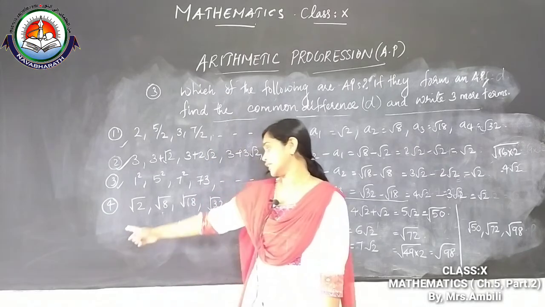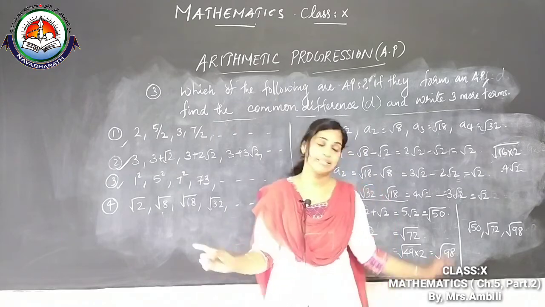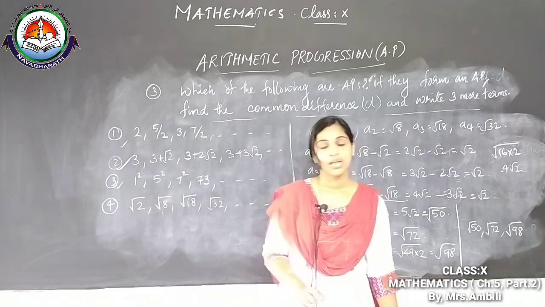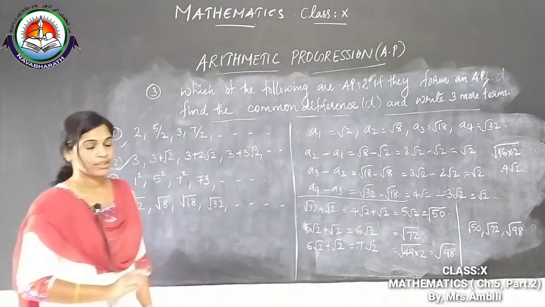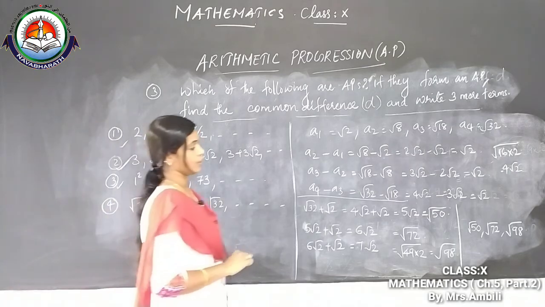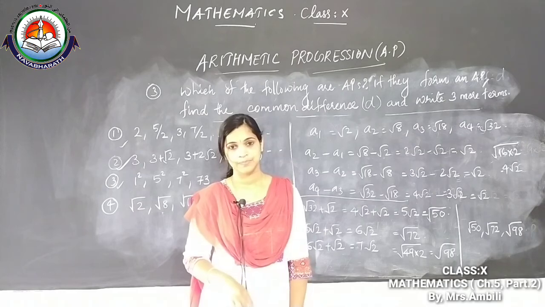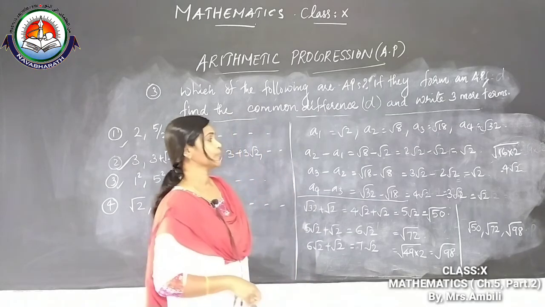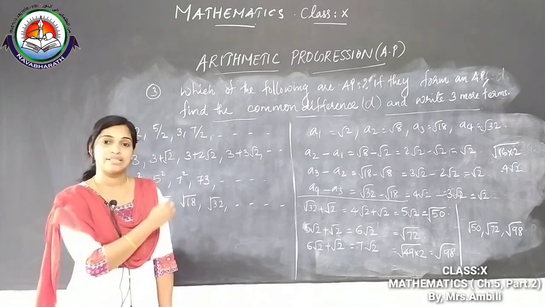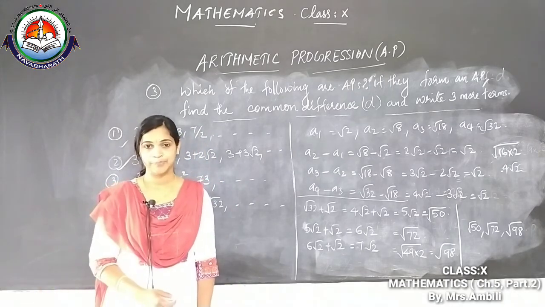Here all the terms are in square root, therefore we changed into square root. Clear? So our 3 terms are root 50, root 72, root 98. I hope you understood all the questions we discussed here today.